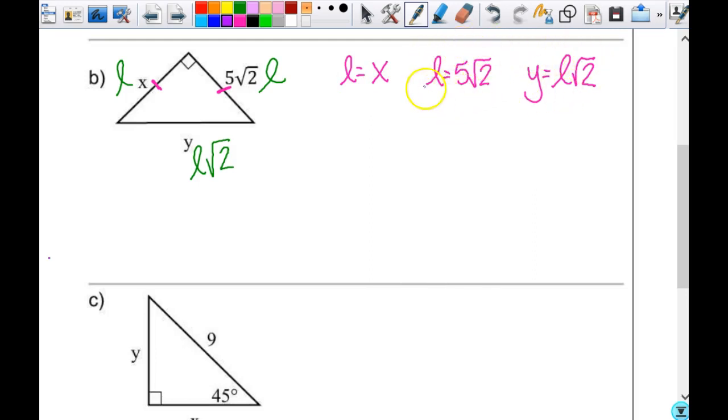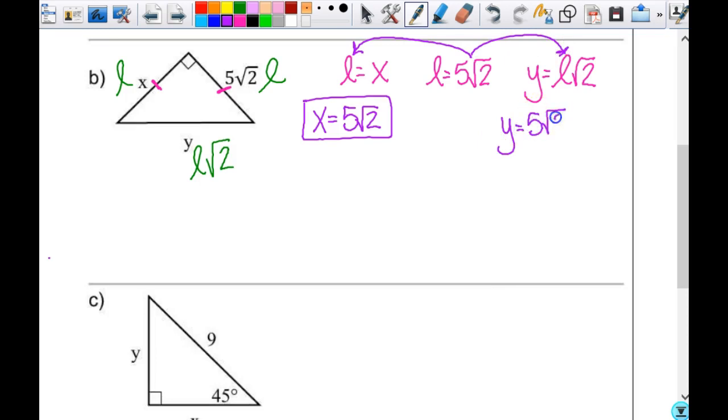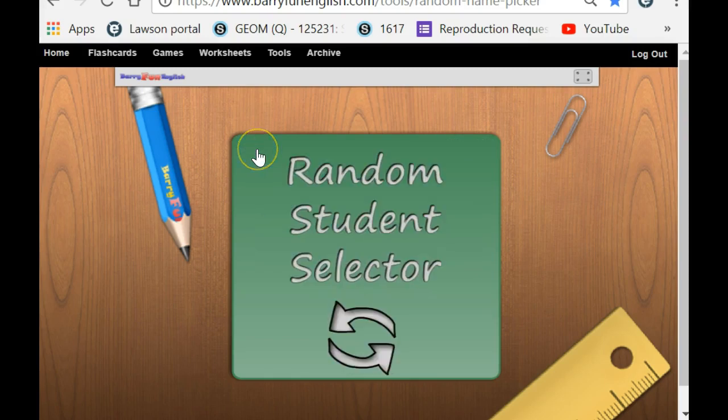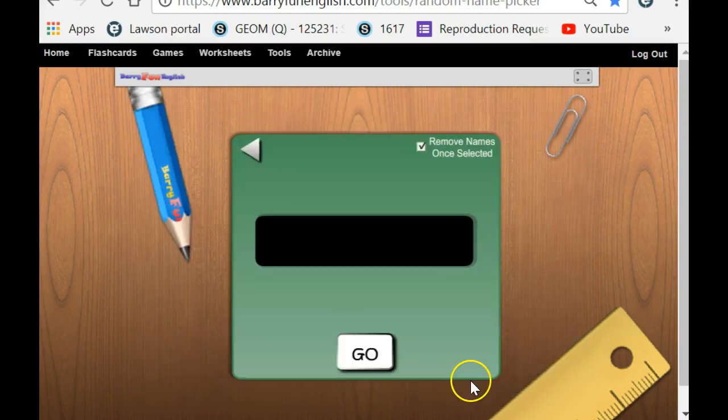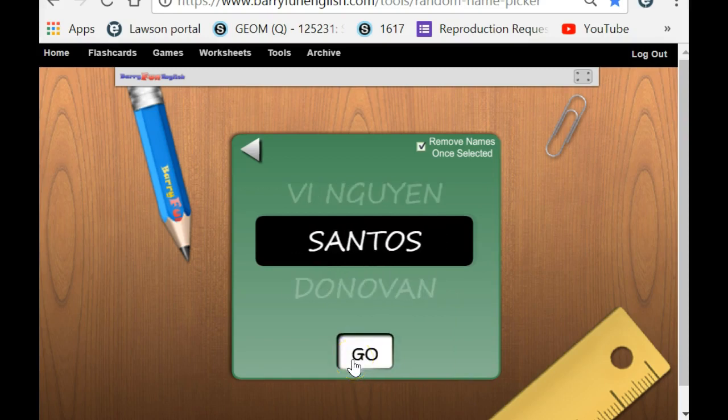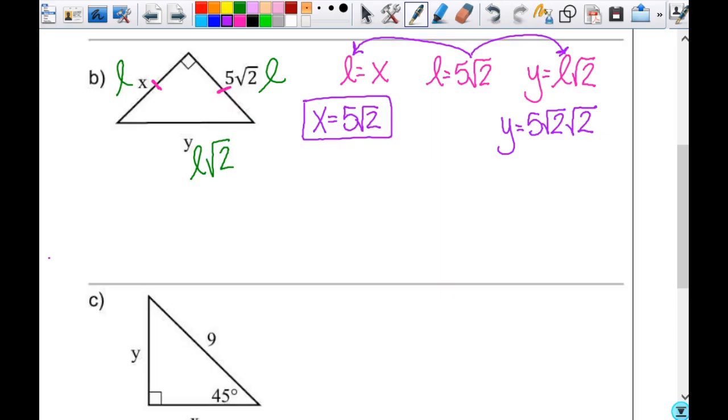And luckily, again, I don't have to actually solve for anything. I know what L is, so I take this, I substitute it in for L right here. So X equals what? 5 square root of 2, and I'm done. Then I take this, and I substitute it in here, and I get Y equals 5 square root of 2 times the square root of 2. Okay, so I want you to solve Y without speaking or communicating with your neighbors. What would Y be? Like the actual value of Y, what would I get in the end?